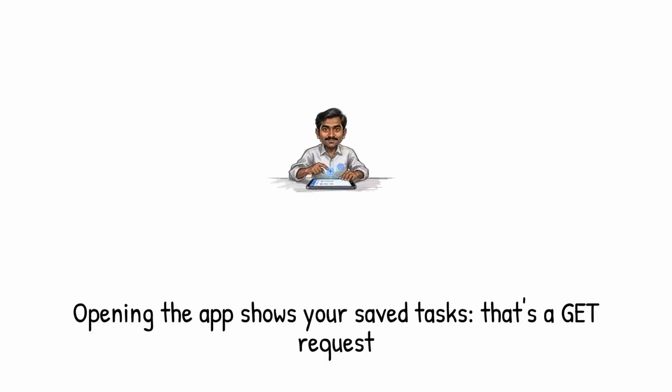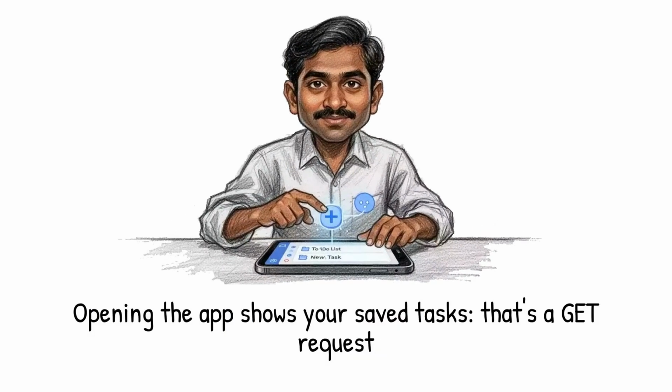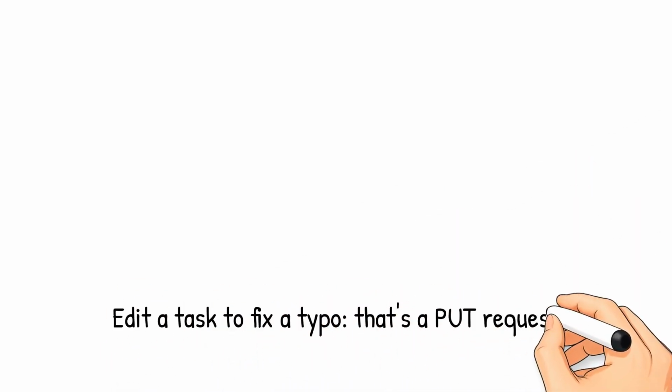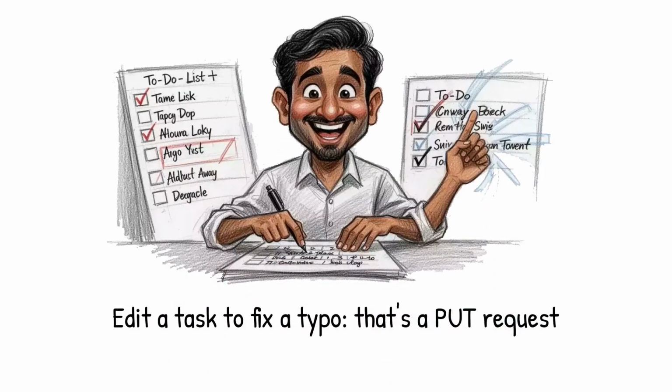Then you type in a brand new task and add it. That's a post. Create something new. A moment later, you notice you spelled one task wrong, so you tap it and fix the text. That's a put. Update what's already there. And finally, you finish a task, feel great, and swipe it away. That's a delete. Remove this one.